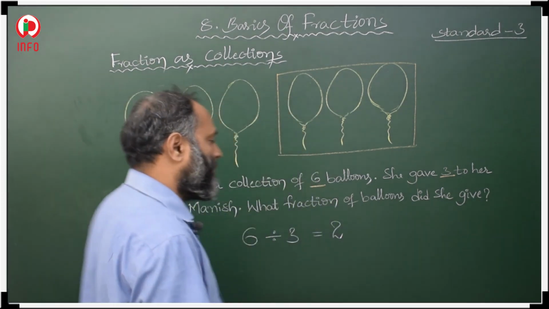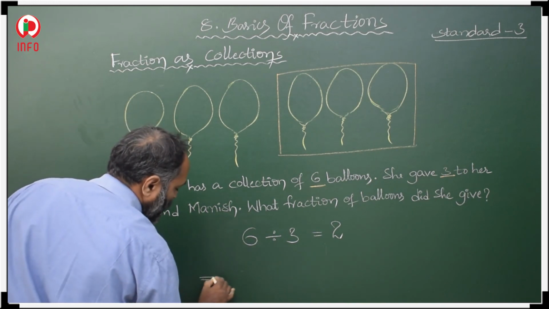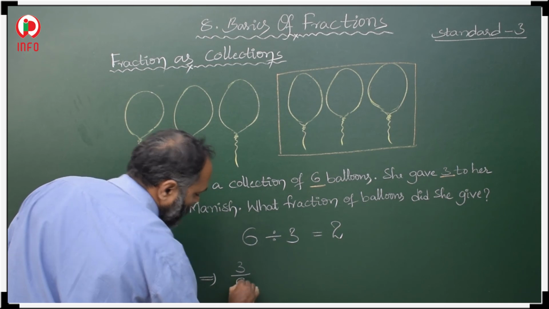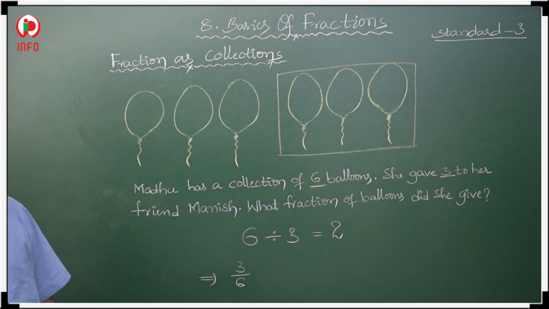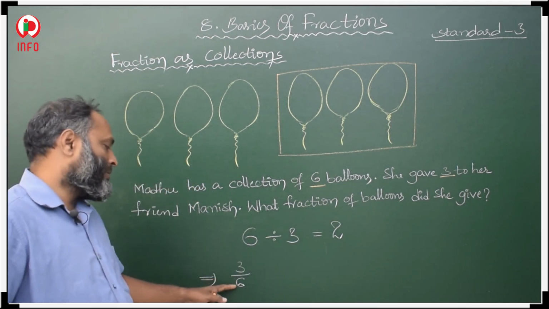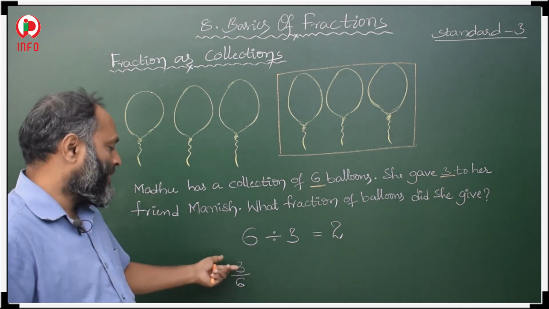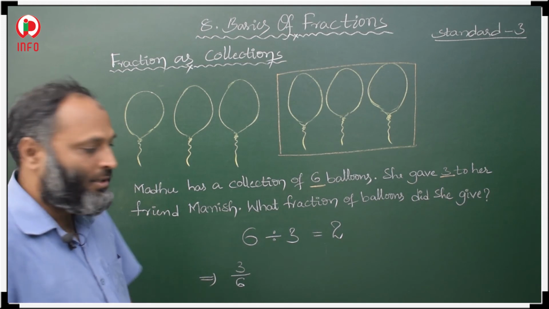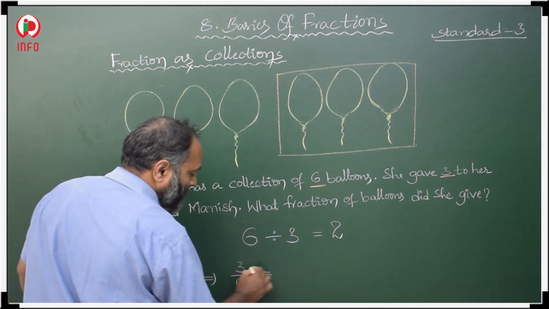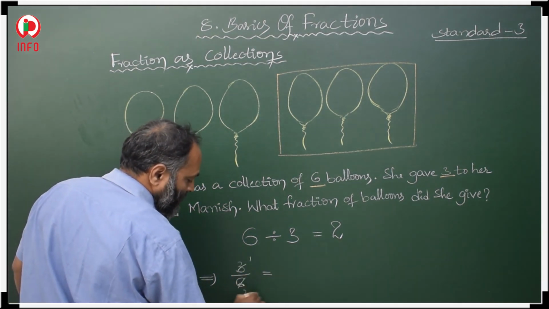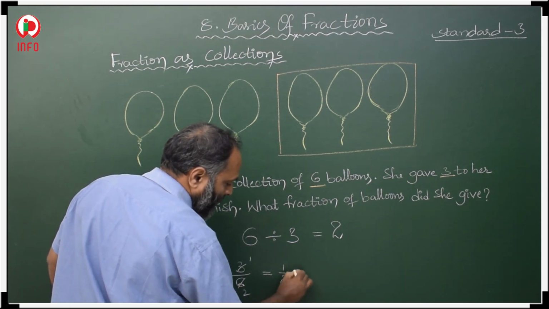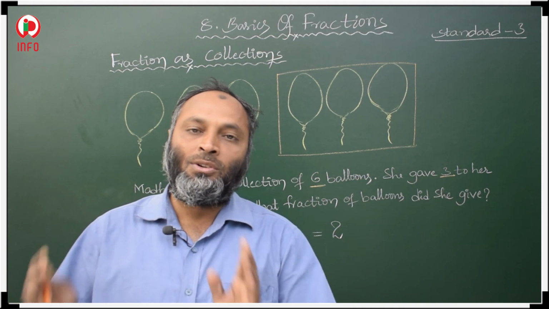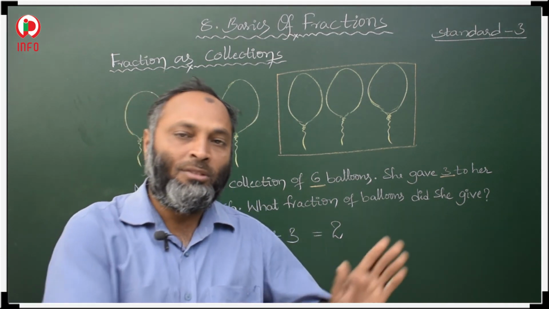How to represent it in fraction? How many balloons did she give? 3 balloons out of 6 balloons. Out of 6 balloons, she gave 3 balloons. That 3 we have to take in the numerator and 6 in the denominator. Then 3 ones are 3, 3 twos are 6, half. Half of the portion she gave. Half of the balloons she gave. So in total 6 balloons, half of the balloons she gave.